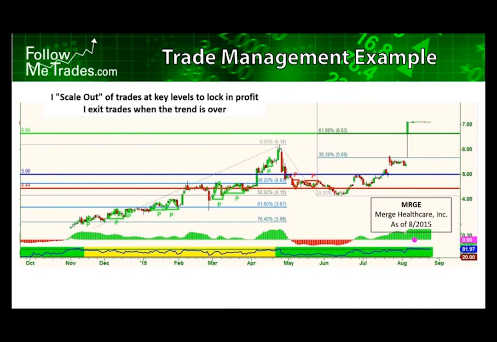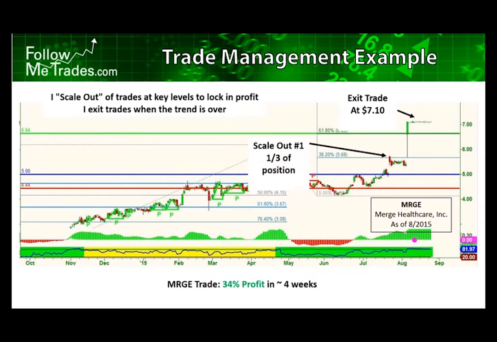And then I scale out in thirds. So I'll take a third off and then another third, and then I'll stay with the final third until the trend actually tells me that it is over. Right. So my first scale out here was 1/3 as it crossed that first Fibonacci line there at 5.68. And then I exited the trade up in the price target zone.